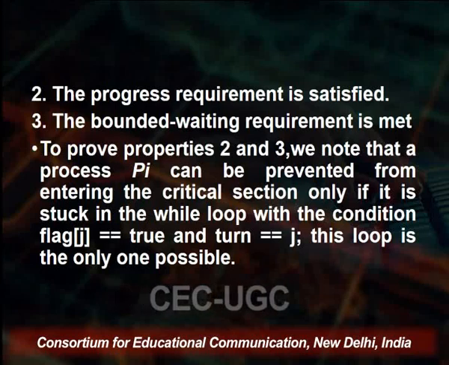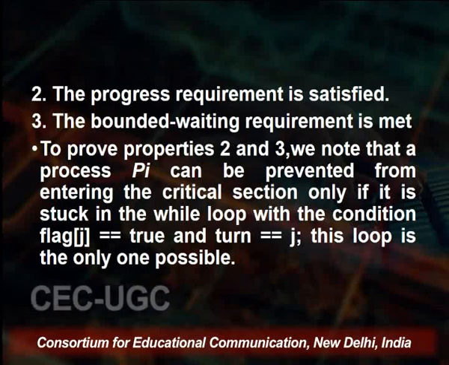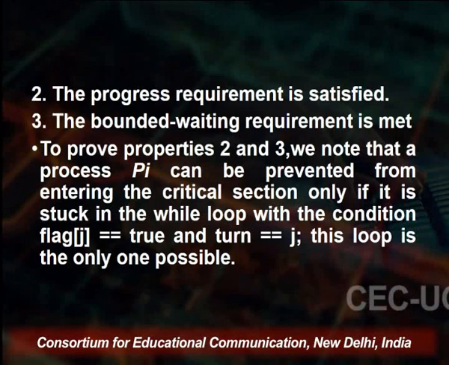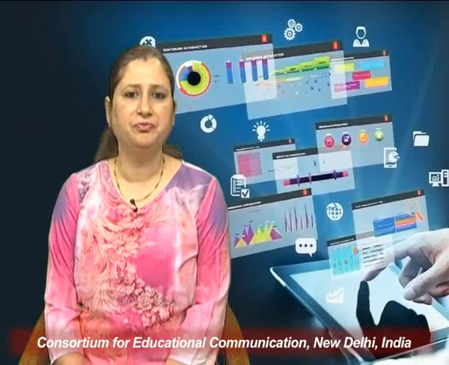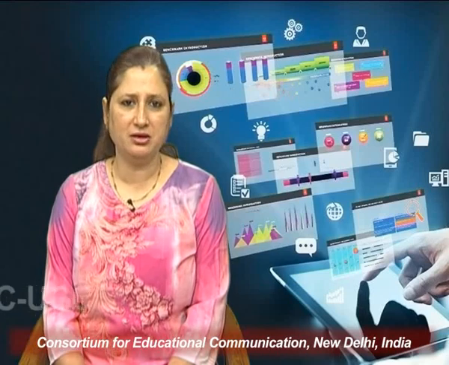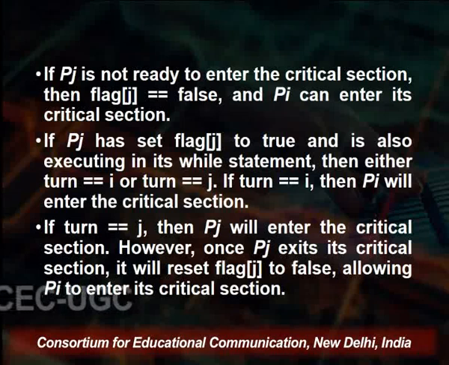So we prove these two properties, progress and bounded waiting, and we note that Pi can be prevented from entering the critical section only if it is stuck in the while loop with the condition where flag j is equal to true and turn is equal to j. This loop is the only possible way to prevent Pi from entering the critical section, because as long as this condition is true, Pi will not enter. If Pj is not ready to enter the critical section, then flag of j will become false and Pi can enter its critical section.